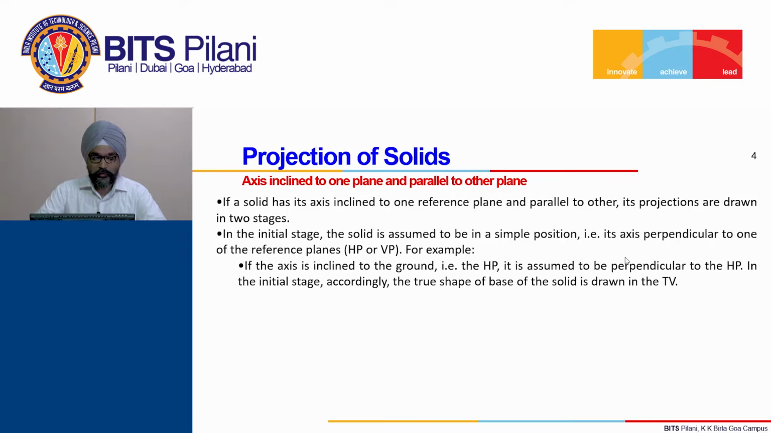So there are two cases. One case is the axis is inclined to the ground, or HP also sometimes. Inclination with HP and inclination with the ground mean the same, and generally we refer to the ground when the object is in the third quadrant. When the object is in the first quadrant, we say that the object is placed on HP and it is inclined to HP, or maybe its axis is inclined to HP.